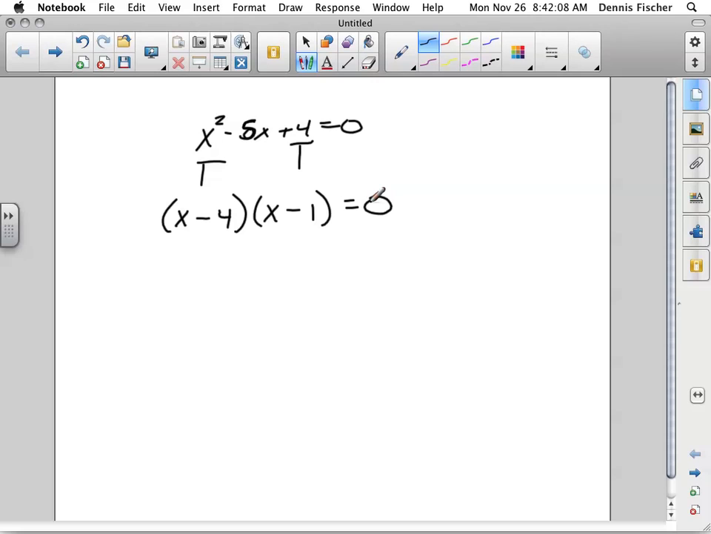That's not solving. Solving means get the answer that makes sense in the problem. And when there's no word problem, it means all answers. So on here, what makes this 0? x minus 4: positive 4. And what makes this 0? Positive 1. So those are my two answers. That's solving: setting those parentheses equal to 0, taking x minus 4 equal to 0 and x minus 1 equal to 0 and getting my answer. We're forgetting that step.